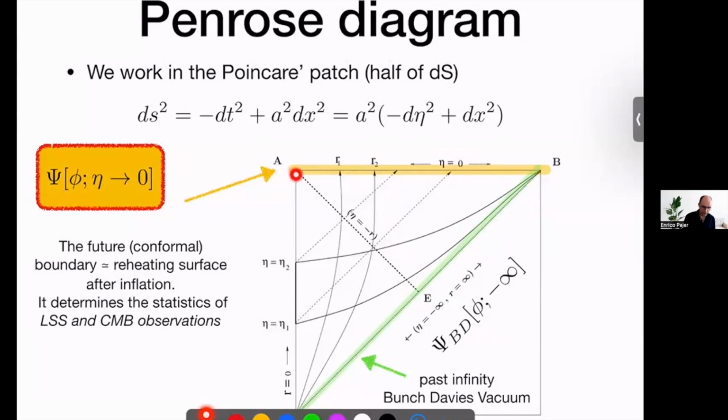Good. And this eta going to 0 conformal boundary, you can think of it as being a proxy for the reheating surface at the end of inflation. If I can tell you what all of my expectation values, all of my correlators are on that surface, then you can give it to your fellow cosmologists and they can make predictions for the distribution of galaxies.